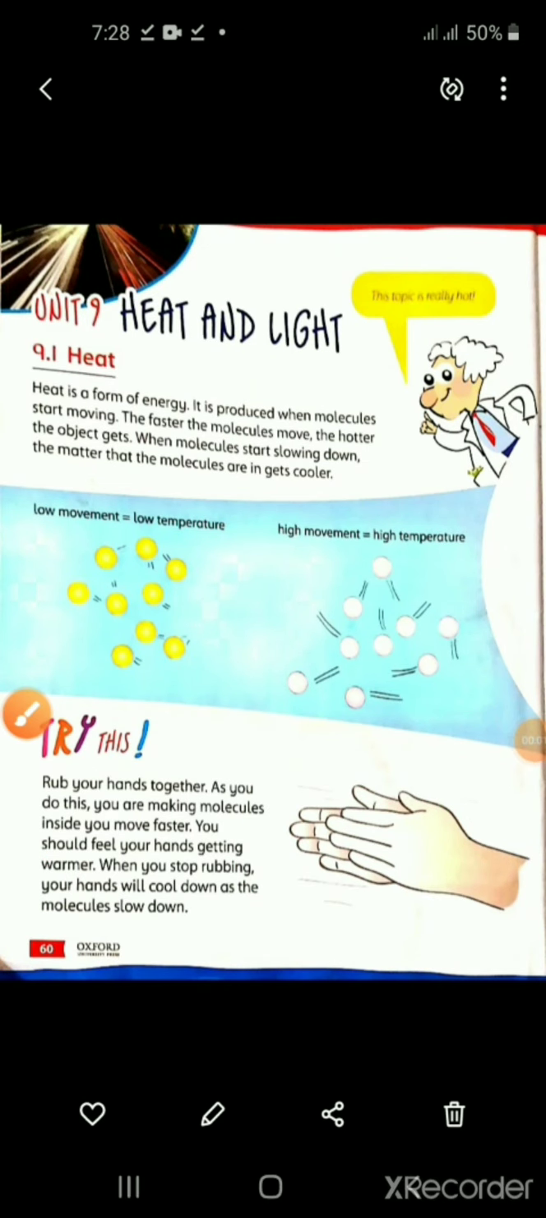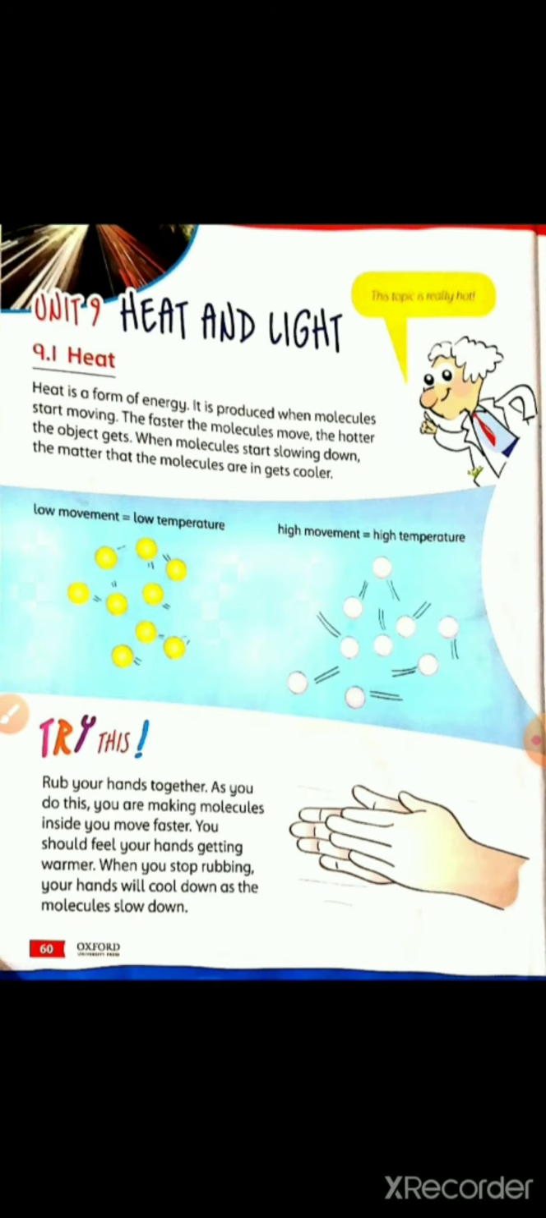Okay, in contrast, when you stop or slow down your hands rubbing, you can feel your hands getting less warm or cold, because when you stop or slow down movement, the molecules inside the matter also slow down their movement.